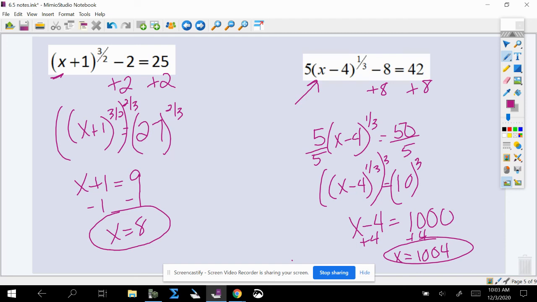So those are how we solve radical equations that don't really look like radical equations. They're more rational exponent equations. You're going to isolate. You're going to use the reciprocal power to get rid of the current power, and then you're going to solve for x.